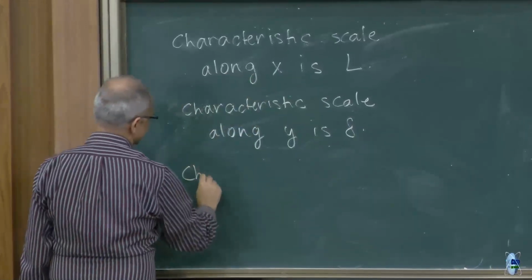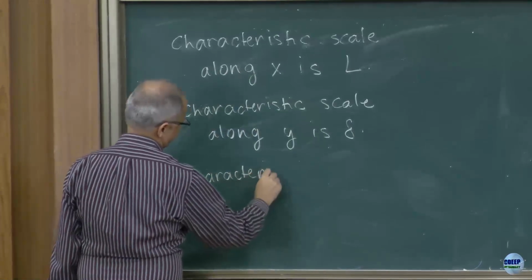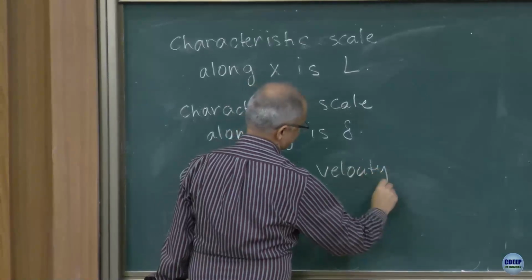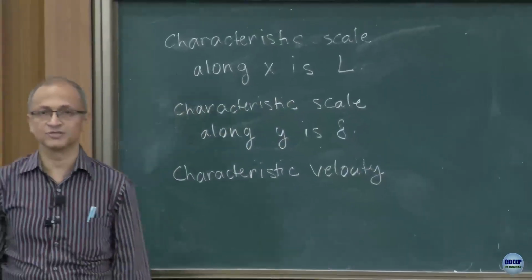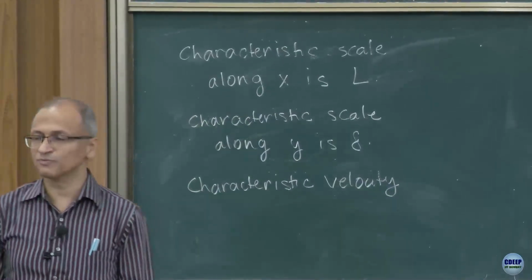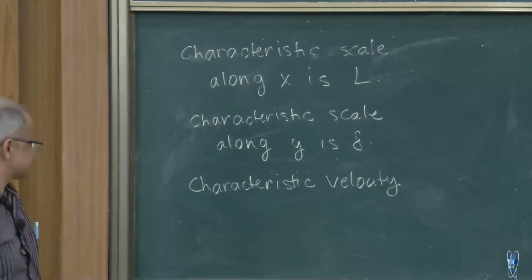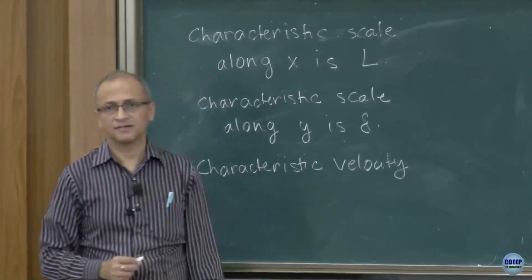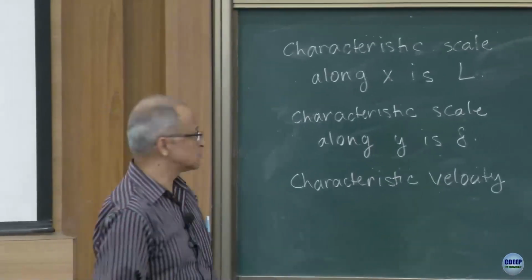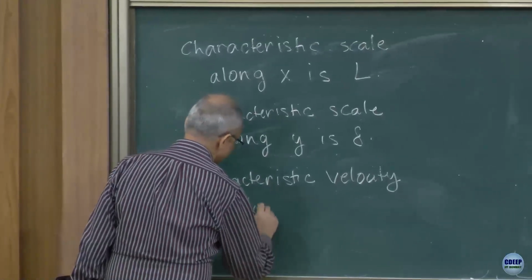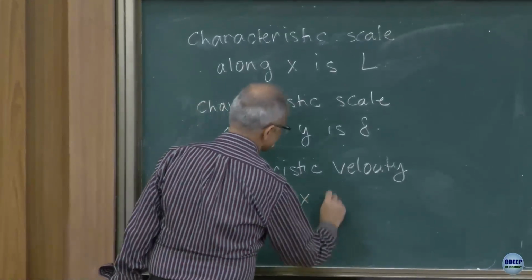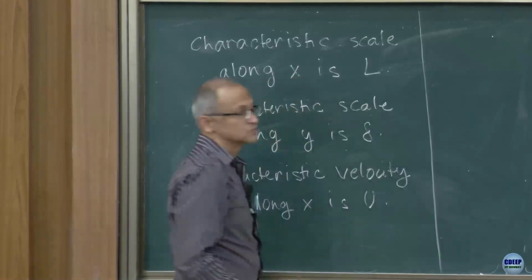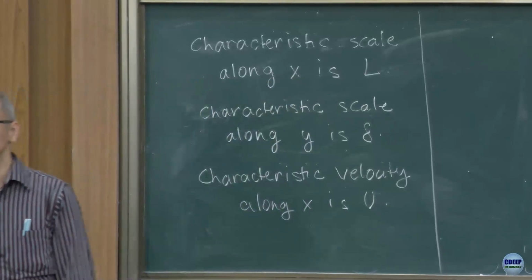Now, what is my characteristic velocity? First, let us look at the characteristic velocity. What is the characteristic velocity that I should use here? U, that is very clear. There is only one velocity that I have, and I should use that. Now, should I use this velocity along the X or along the Y direction? It's very clear that I should use it along the X direction. So let us say that along X it is capital U. So the question arises, what is the characteristic velocity that I should use along the Y direction? Is it the same or is it not the same?